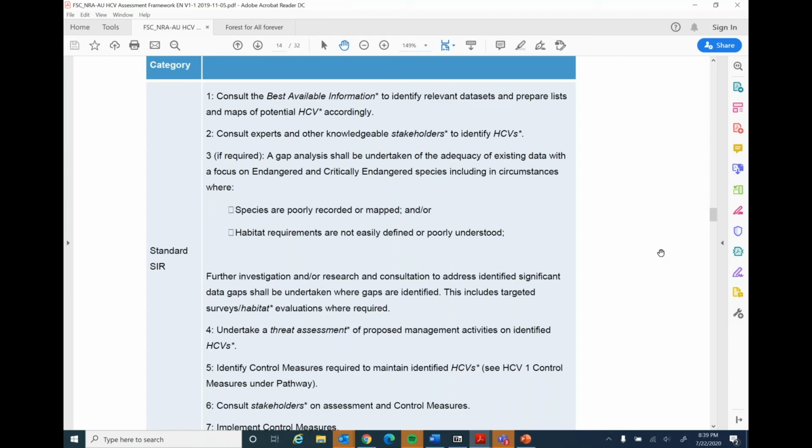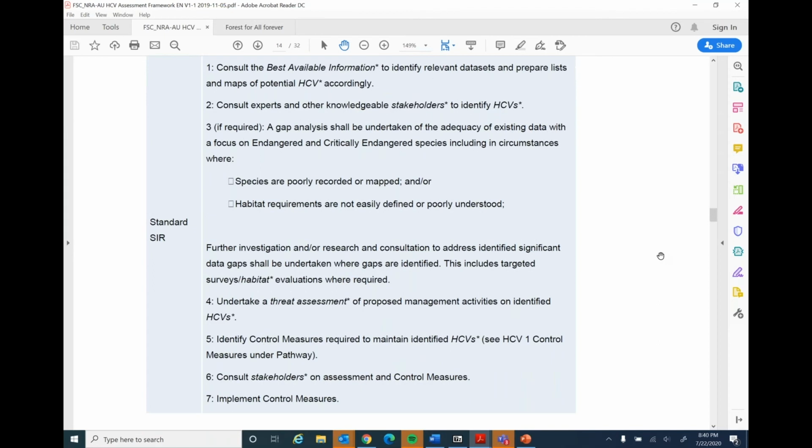Identifying what additional assessments you might require in order to come up with an assessment of high conservation values within that area. Next step is a threat assessment. So how likely are your management activities to impact upon that value or the identified high conservation values? Work through a process to identify your control measures, consult stakeholders, again relevant to what you're undertaking, and then work through implementing those control measures.